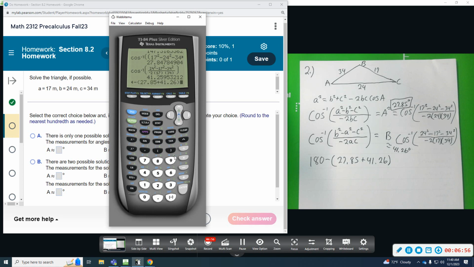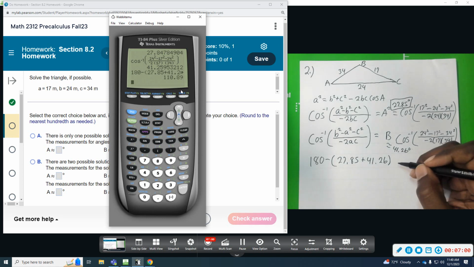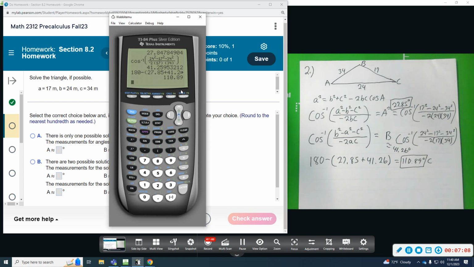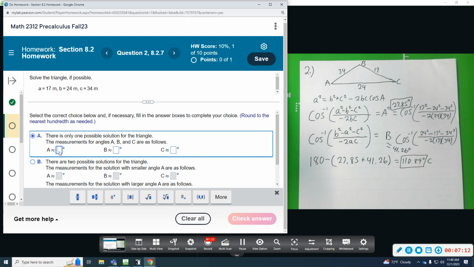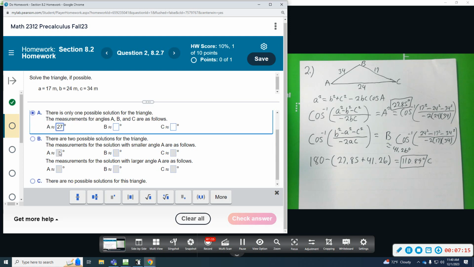41.26. 110.89. All right, so that's going to be angle C. All right, so we solved it. We got one triangle. Angle A, 27.85. B, 41.26. And C, 110.89.